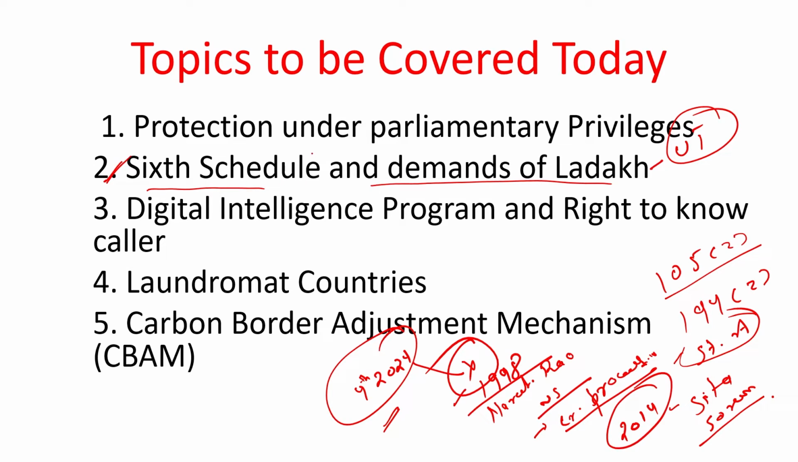And the 6th Schedule, we all know, under the Indian Constitution provides special provisions for the administration of tribal areas in the states of Assam, Meghalaya, Tripura and Mizoram. So these 4 states are covered under the 6th Schedule. It is a provision that the tribal areas under these states will be protected under the 6th Schedule.